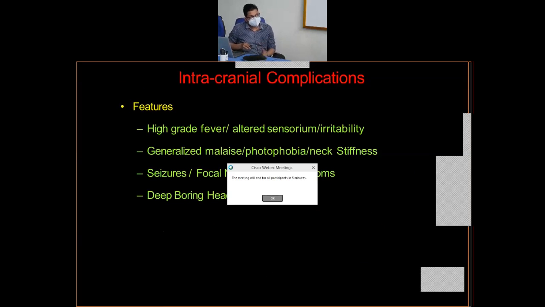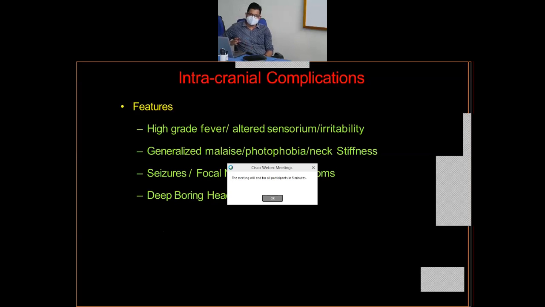Then coming to the intracranial complications, now time is less, so I'll go fast. The extracranial complications, intratemporal and extratemporal, I already discussed. Intracranial complications are similar to extracranial. Signs and symptoms will be almost the same in all cases. High grade fever will be there. If there is meningitis or any involvement of the brain, obviously there is infection, so fever will be there, altered sensorium, irritability. Any infection or disease will lead to generalized malaise.